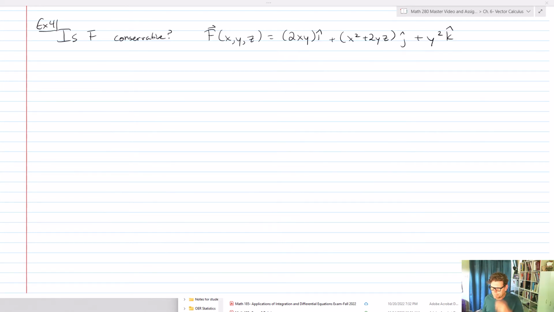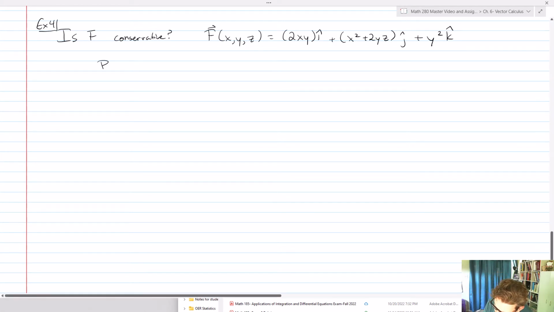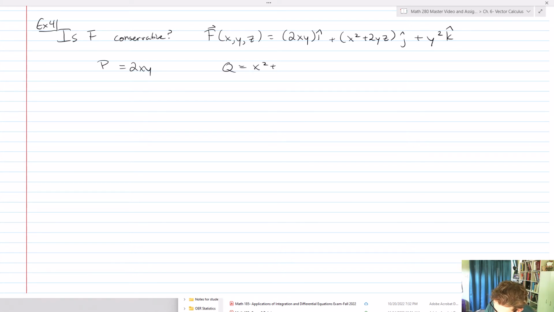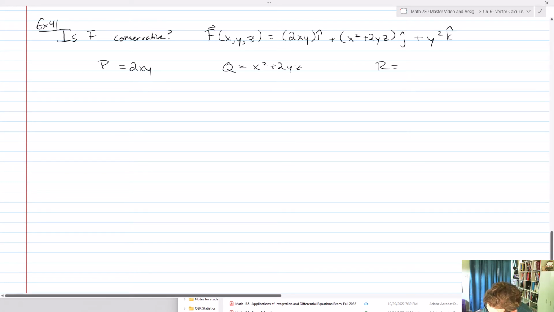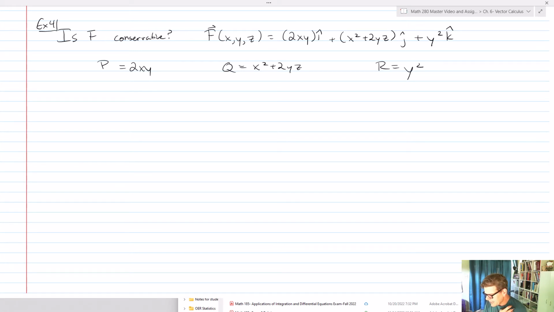Let's consider this one. Let's consider f of x, y, z equal to 2xy i plus x squared plus 2yz j plus y squared k. So I'll set down that p is going to equal 2xy, q is going to equal x squared plus 2yz, and r is going to equal y squared. So now what I need to do is find p_y and p_z. p_y is going to equal 2x, and p_z equals 0.